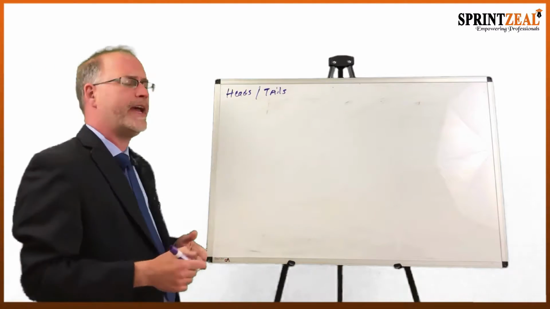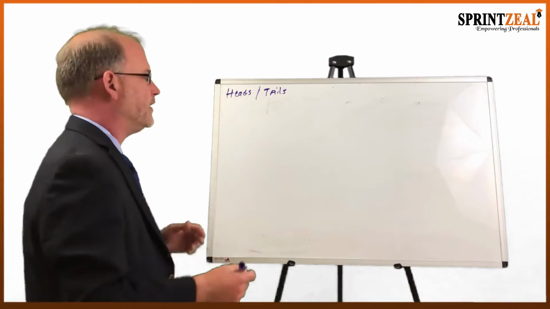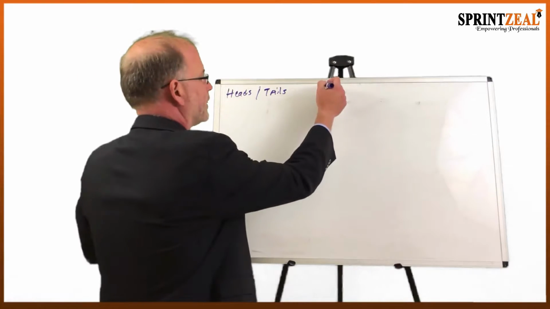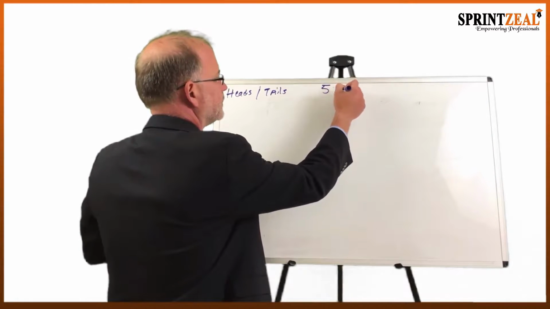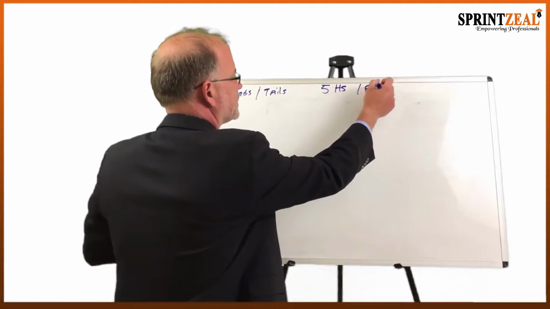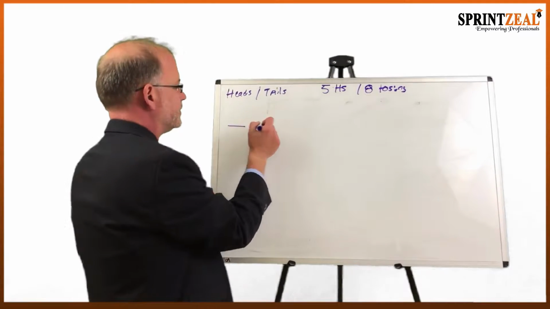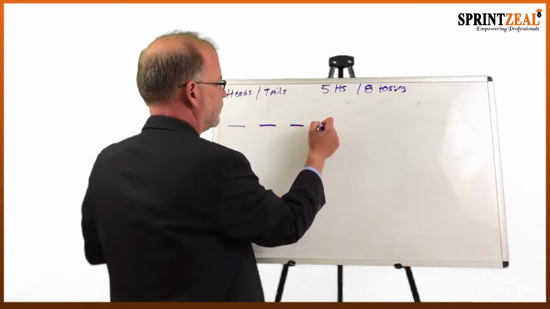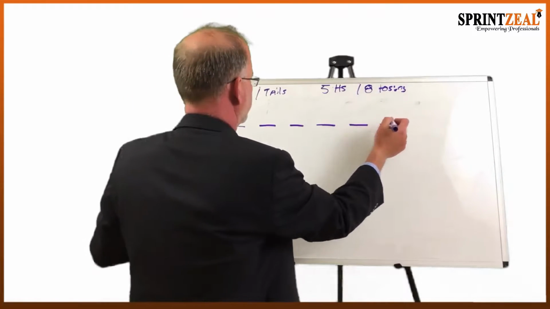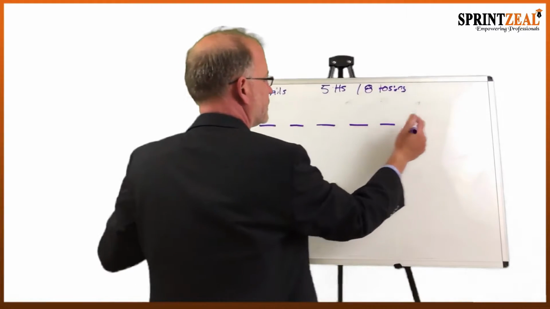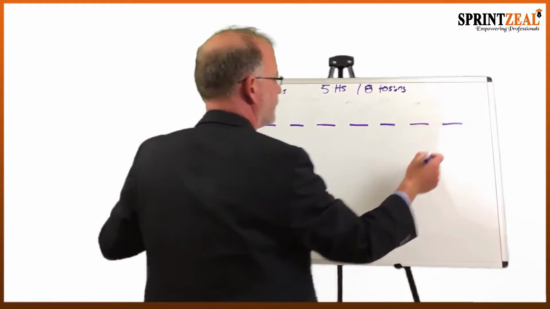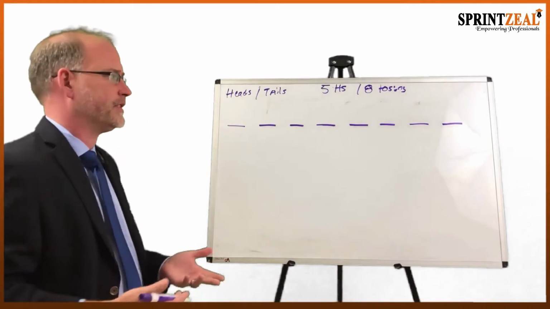To begin with, we have to understand what our sample is. We're going to try to find 5 heads out of 8 tosses. So using just numerical things here, we're going to draw out our 8 possible tosses: 1, 2, 3, 4, 5, 6, 7, and 8. So that's going to be our sample size.